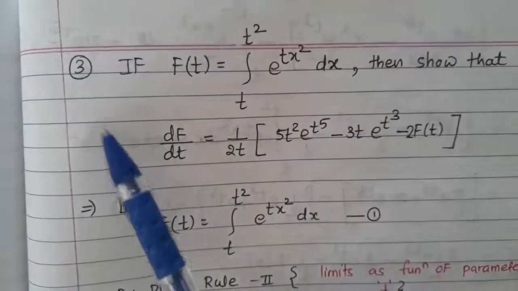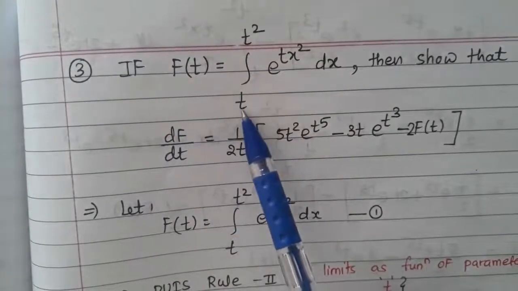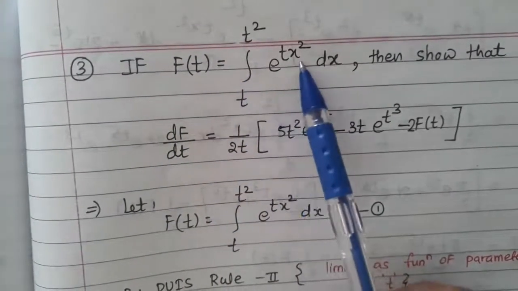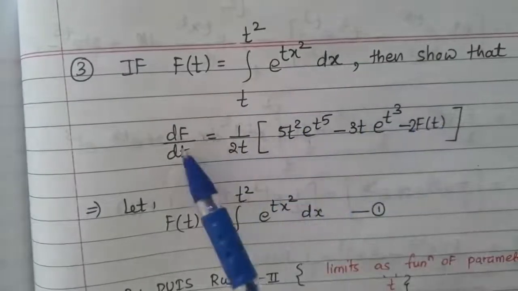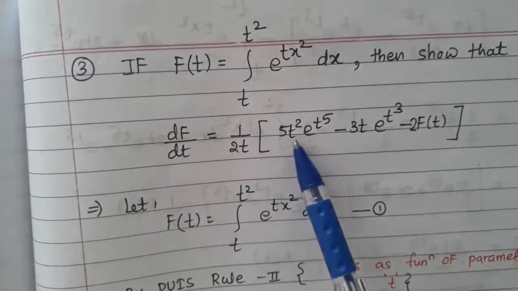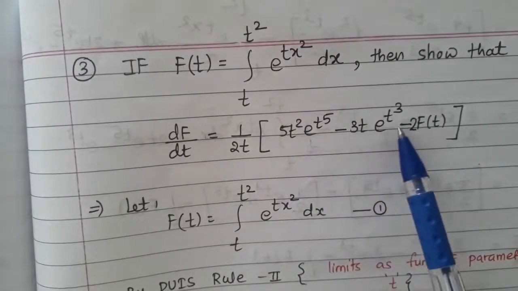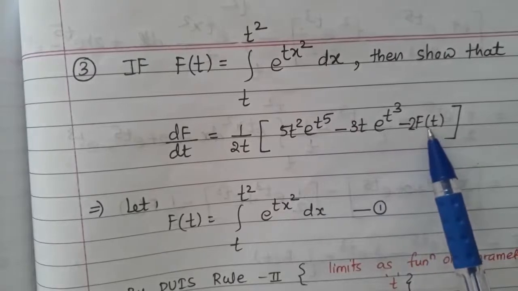Question number 3 on DUIS rule 2. If f of t is equal to integral t to t square e raised to t x square dx, then show that df upon dt is equal to 1 upon 2t e raised to t to the power 5, minus 3t e raised to t cube, minus 2 times f of t.